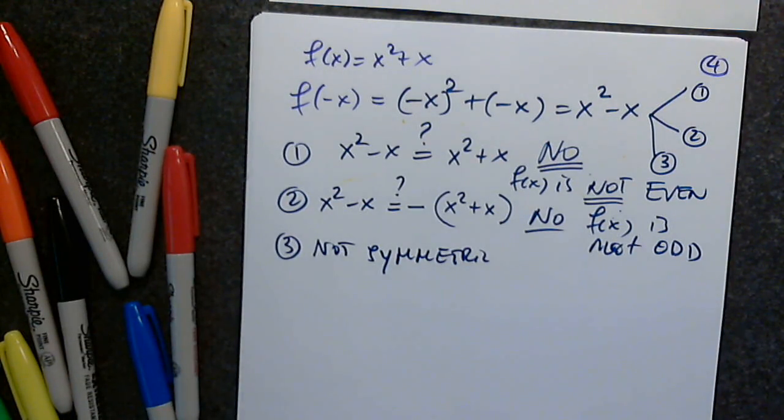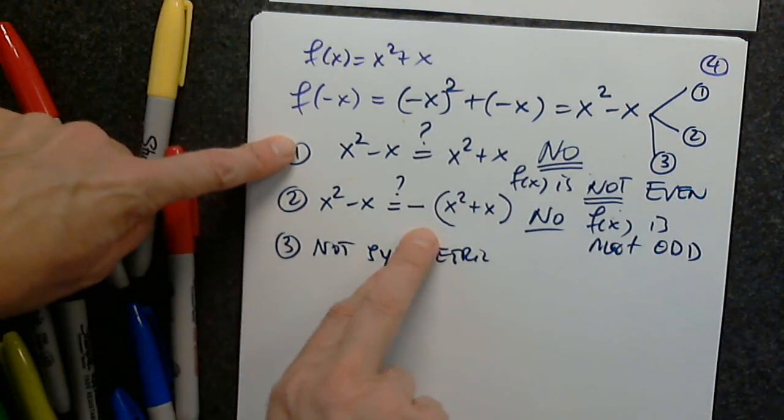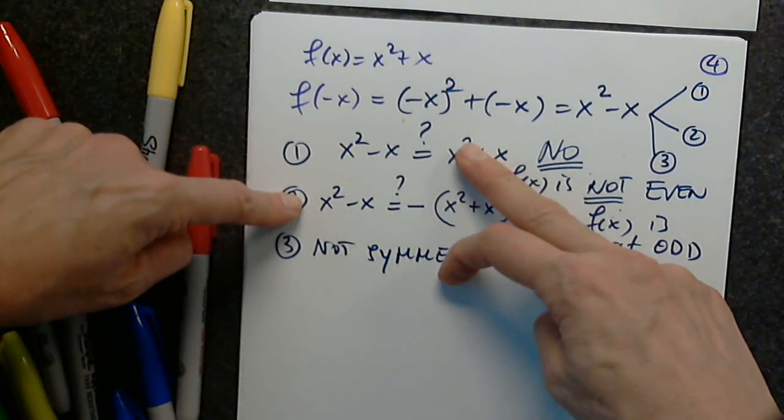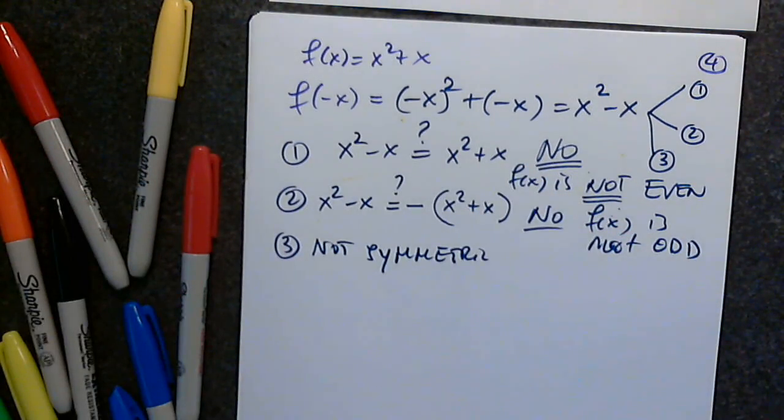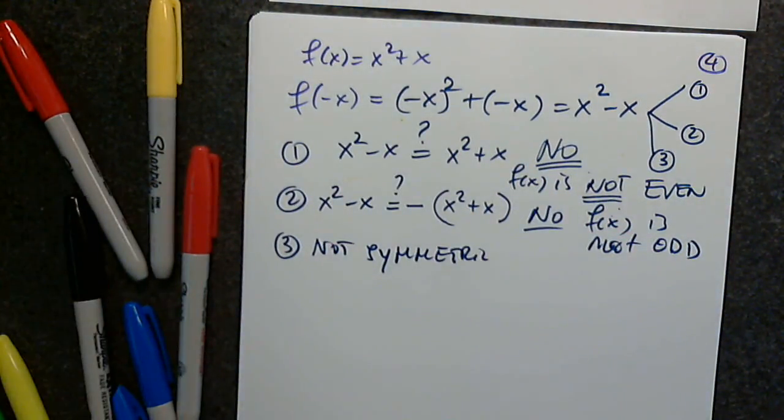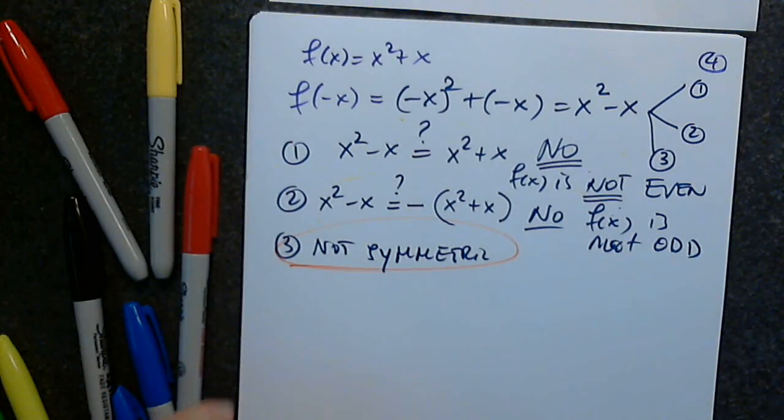These are my 3 questions. Does f of negative x equal f of x? Does f of negative x equal negative f of x? Or none of the above? There is only one yes. If yes is here, the other 2 are no. So what do we conclude? What is the answer for this function? Not symmetric. The function is not symmetric.